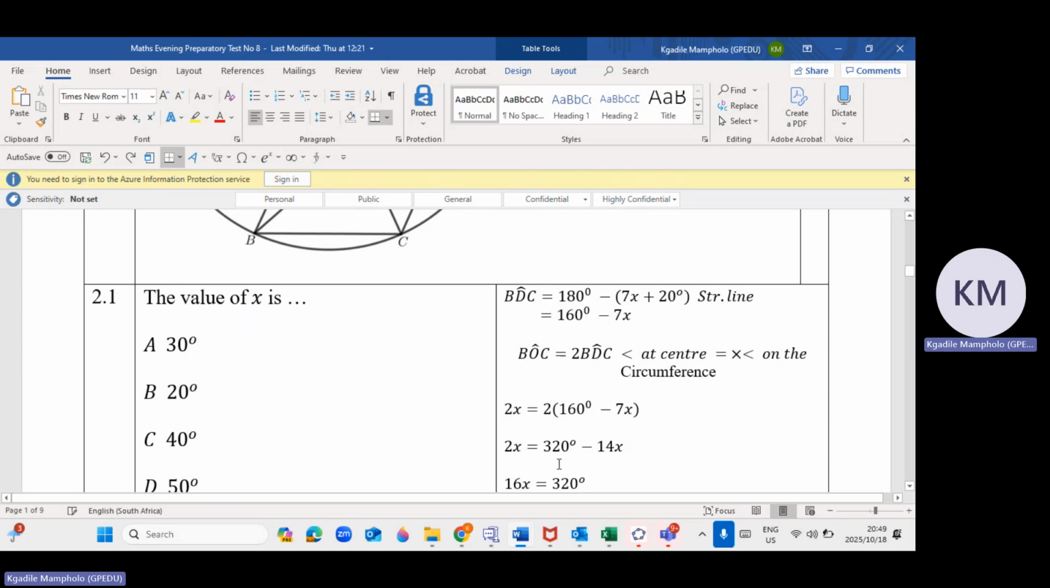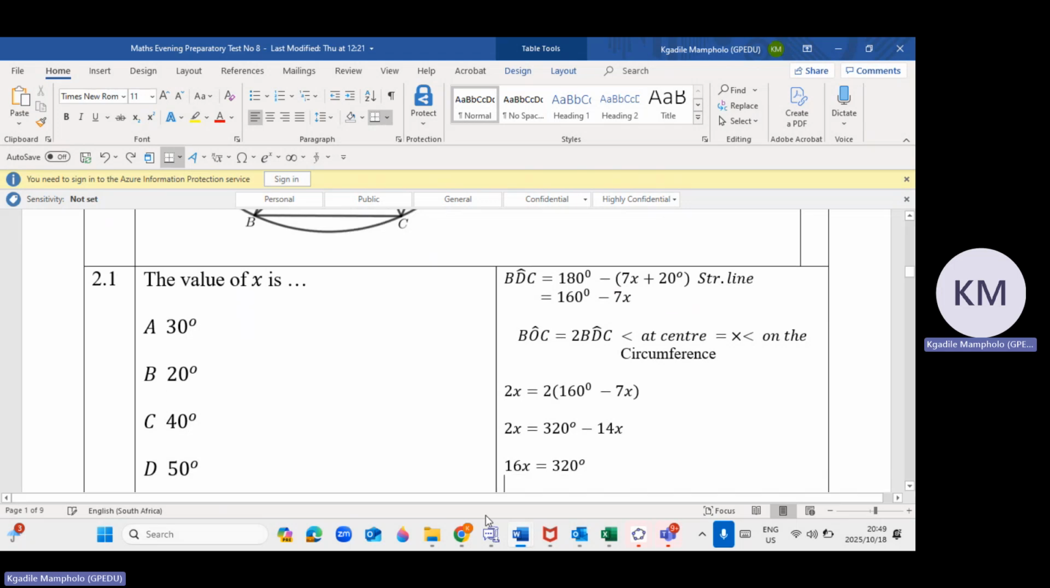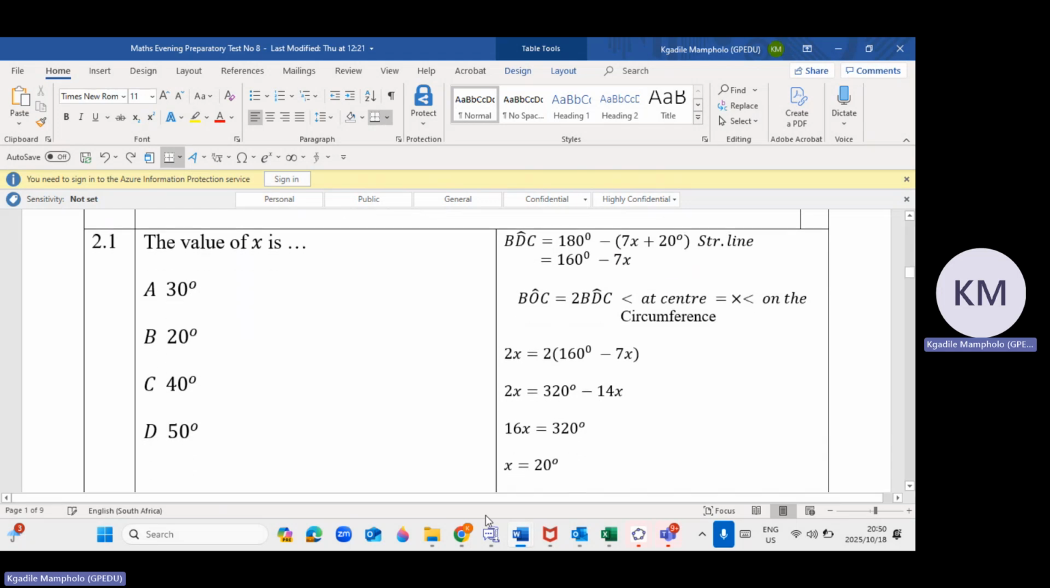Then 2 times 160 is 320, 2 times 7 is 14x. Then when you take 14x to the left, it will be 16x equals 320 degrees. Then when you divide, x will be 20 degrees.